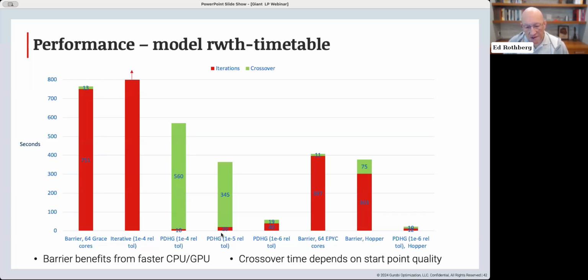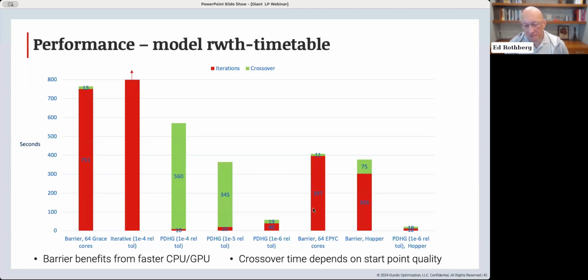As you tighten the tolerances, the time required for PDHG grows, but doesn't grow that much, from 10 seconds to 10 to the minus 4 to 20 seconds to 40 seconds. But what you see is the time required to do the crossover drops. So you're giving crossover a better starting point, and so it just takes less time.